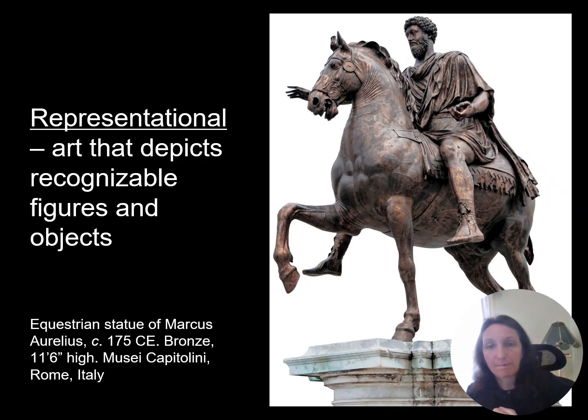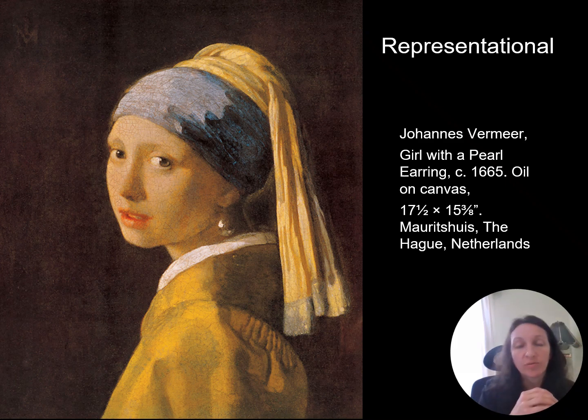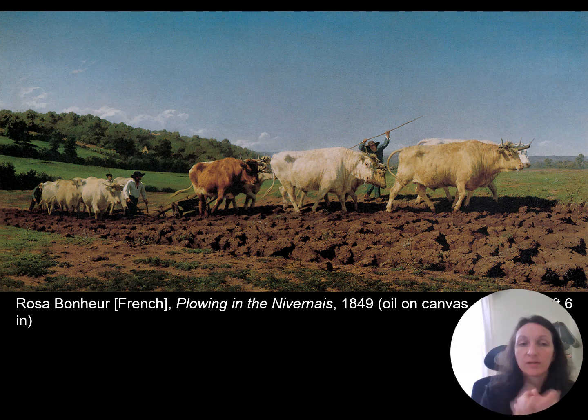Let's go to the next slide. Oops, I thought that was a different slide there. Okay, so representational is art that depicts what it is. This is the it-is-what-it-is of the art world. This is Marcus Aurelius, an equestrian statue. It's a man on a horse. Bam. Representational, Girl with a Pearl Earring, a very famous artwork we will talk about later in the semester. This kind of snapshot of reality.